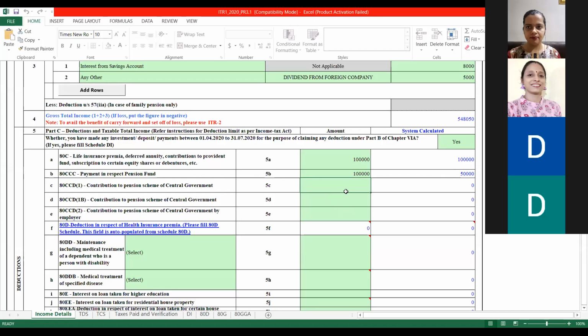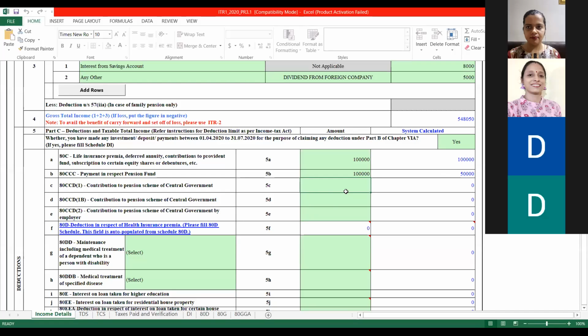Now, coming to the next section, which is 80CCD(1). So it is basically contribution to pension scheme of central government. It is available for the salaried and the self-employed people who have contribution towards NPS. And the ceiling limit over here is 1,50,000.